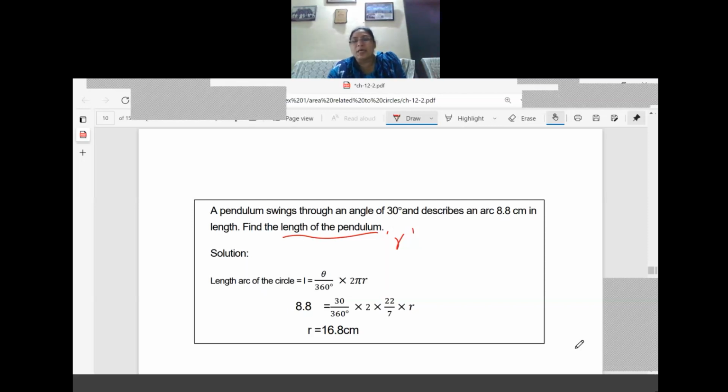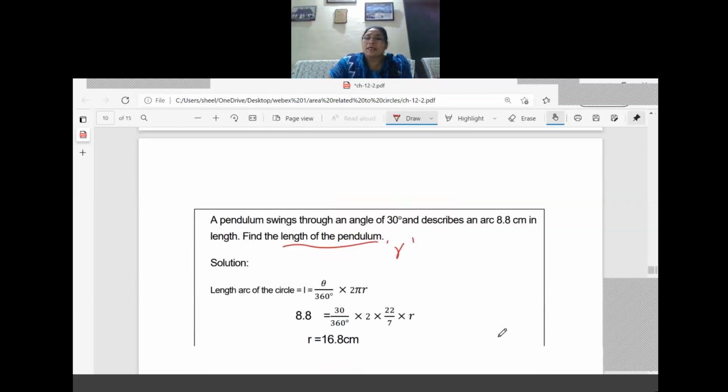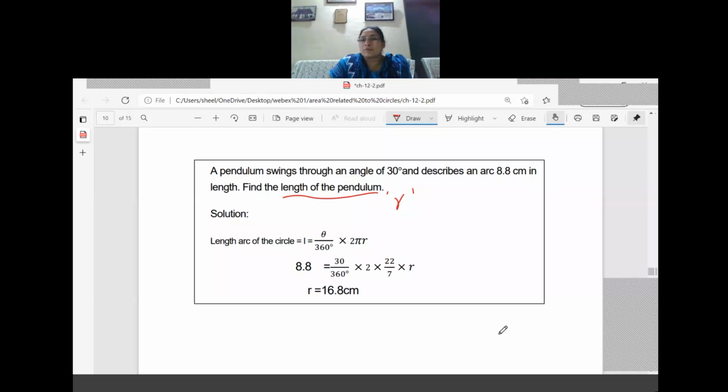So substitute the values as given in the question. 8.8 equals 30 divided by 360 into 2 into 22 by 7 into r. While solving, you will get r equal to 16.8 centimeters. In the previous question, it asked for the length of the arc, but this question is based on the same formula, and here it asks for the radius, the length of the pendulum. So this is also simple. You can go for the formula and according to the question calculate what is required.